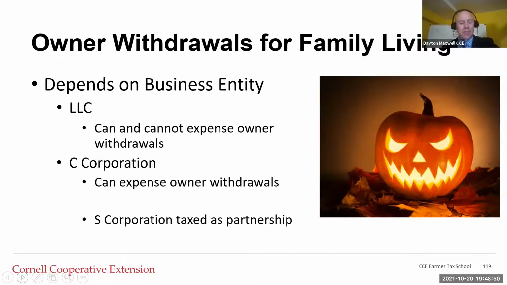And I'm not sure of the advantages to that. Maybe that would be a question for Paul next week. But if the owner is an employee, then you have workman's comp, Social Security and Medicare, federal unemployment, state unemployment. So I'm not sure why somebody would want to do that. With a C corporation, you can expense owner withdrawals, because the owner is considered an employee of the business. And like I said, the S corporations that I've seen are taxed generally as a partnership, where earnings flow down to the individual partners.